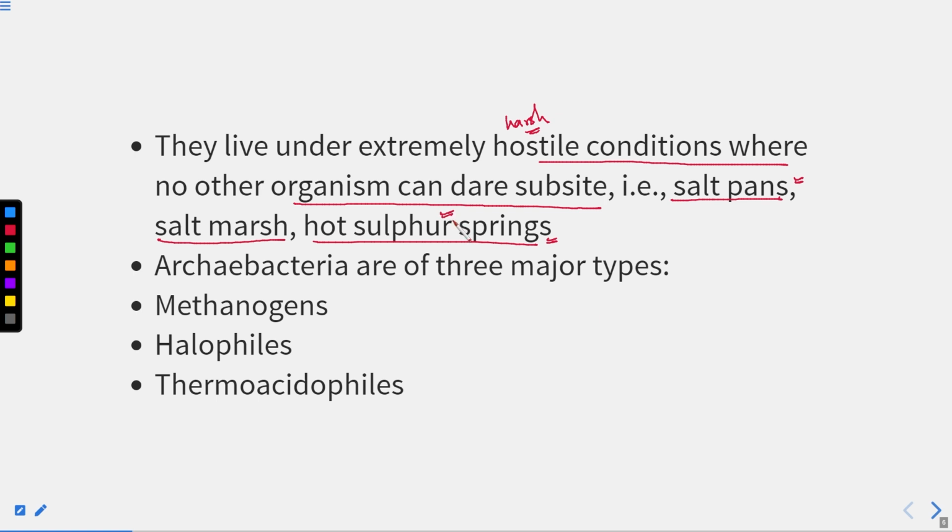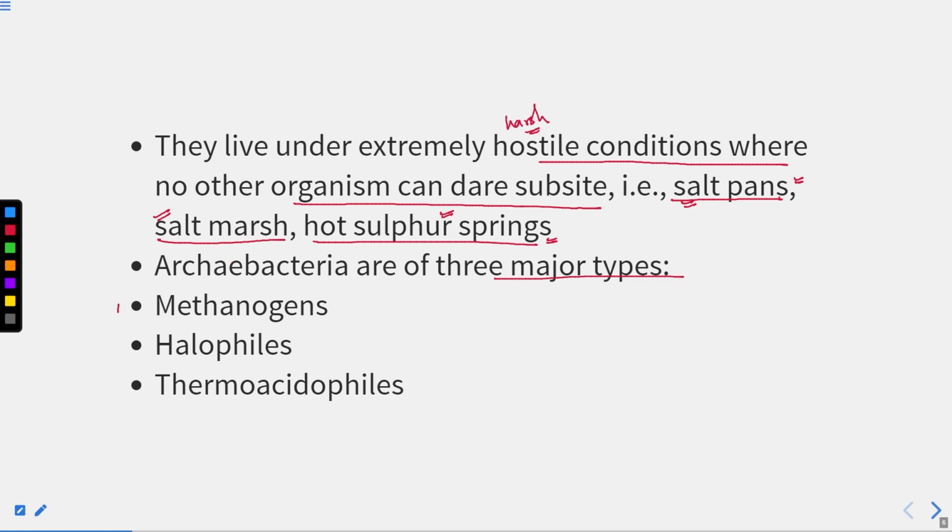There, and they can take those sulfur as a nutrient. They are present in the salt pans. Salt pans mean the place where the salt is formed, right? And also in the salt marshes. So normal bacteria and normal organisms cannot survive here, but yes, these archaebacteria are found in these hostile conditions. Archaebacteria are of three major types.